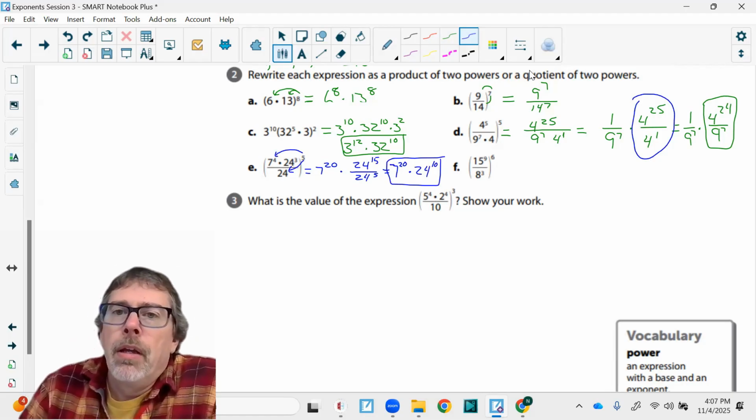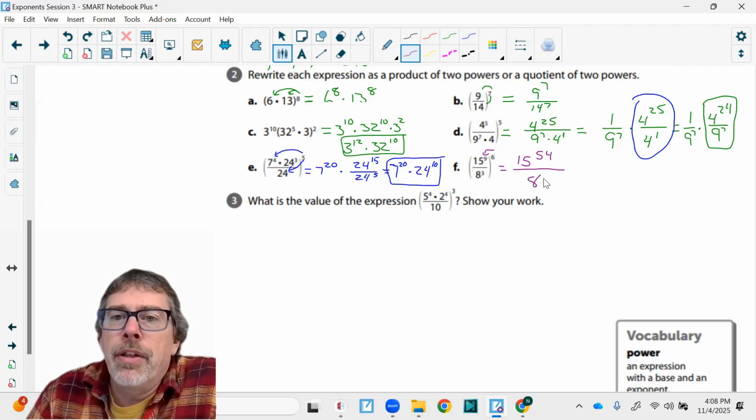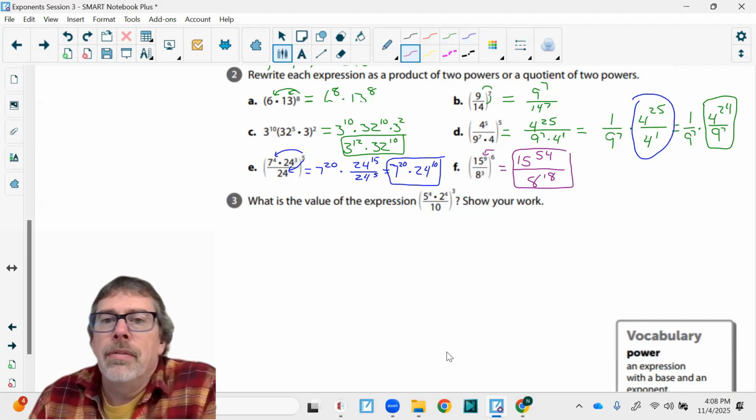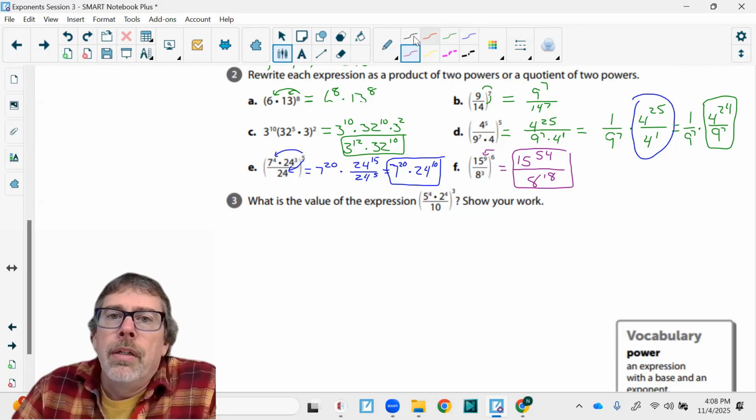Okay. Whew. Okay, this one, distributing the 6, we get 15 to the 9 times 6, which is 54, over 8 to the 3 times 6, which is 18. Okay, that one was easy. We're done.